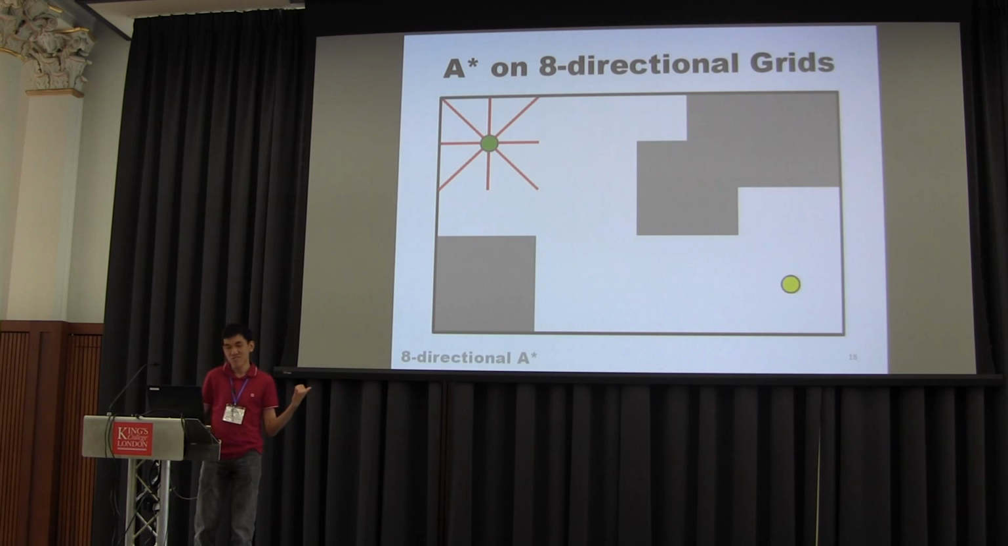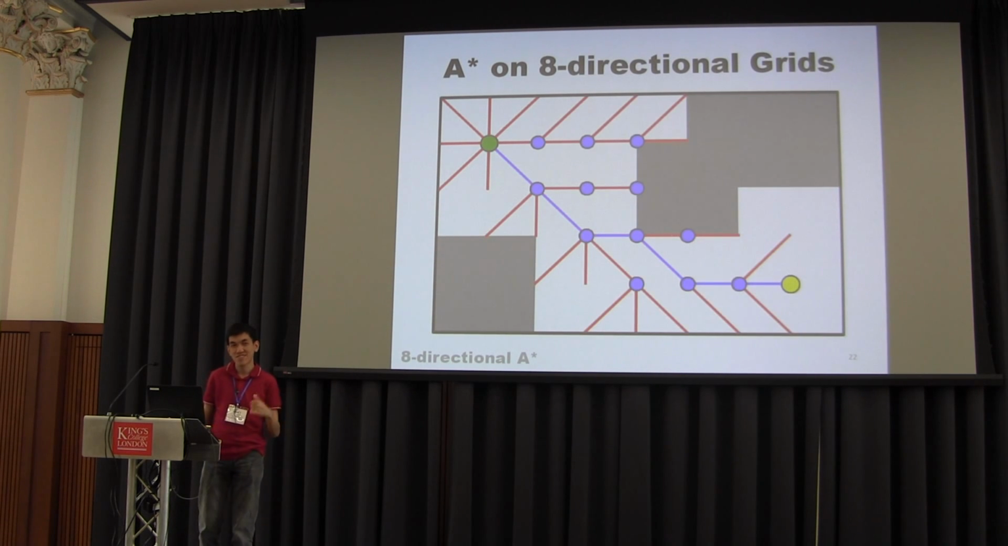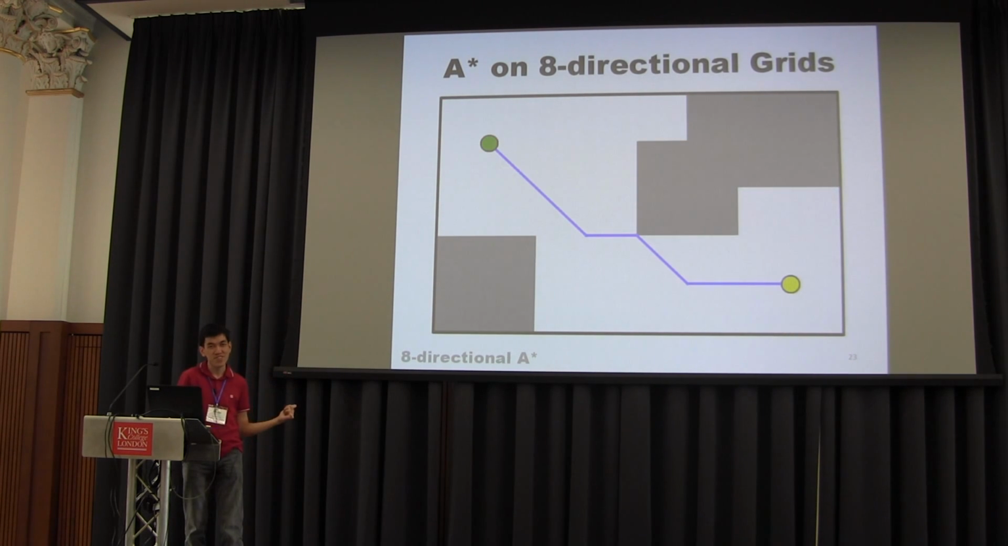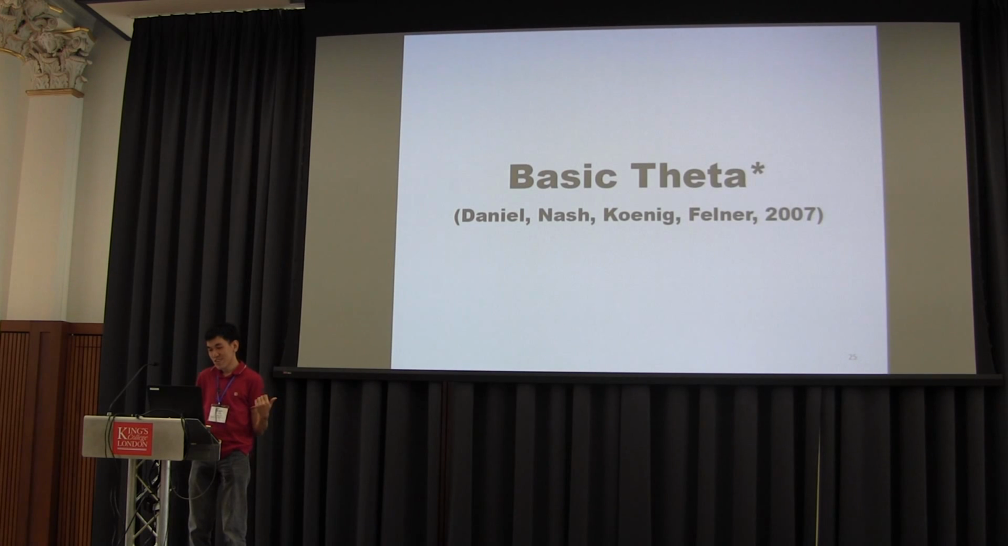So A-star on directional grids, if you are not familiar with it already, is to consider your neighbors as your successors, and you do an exploration like this, right? And you end up with a path like this. This is A-star on directional grids, and you end up getting directional paths. So Theta star is an existing algorithm. It's probably one of the better ones out there right now, because it is pretty simple and it outperforms many of the other algorithms in terms of path length and running time.